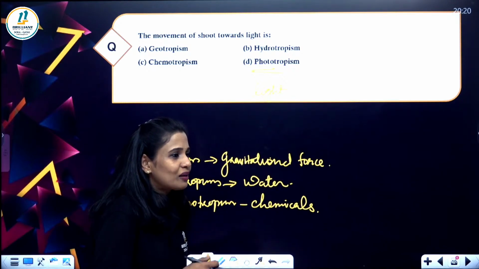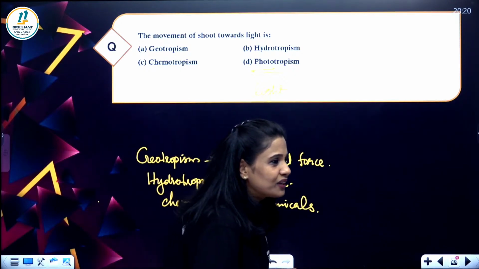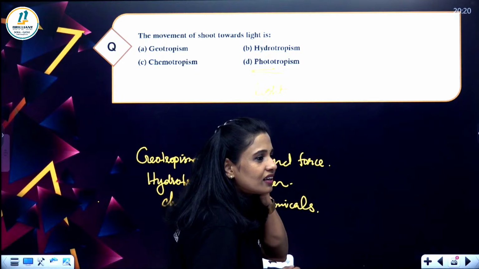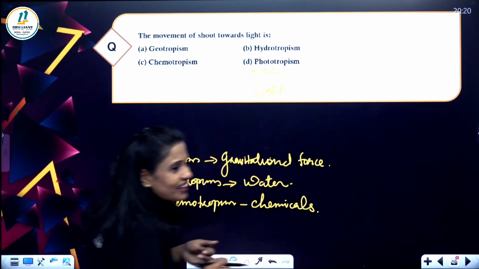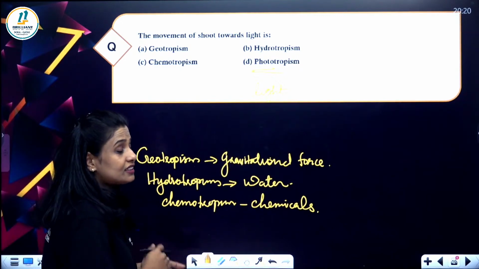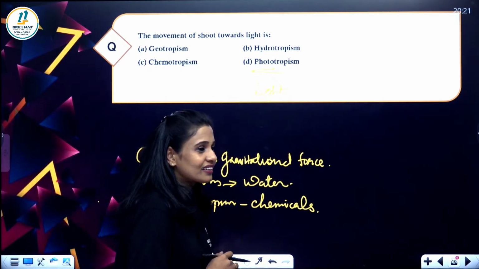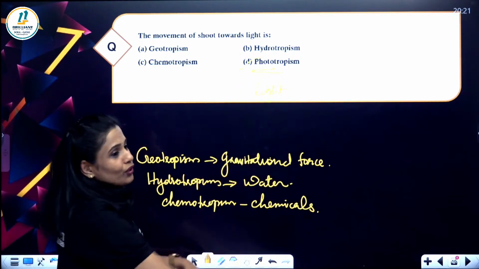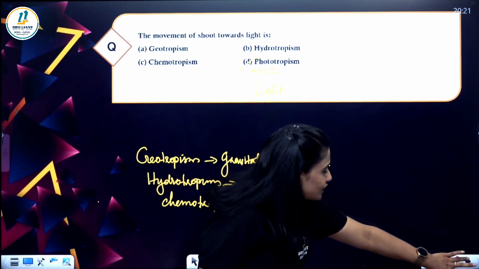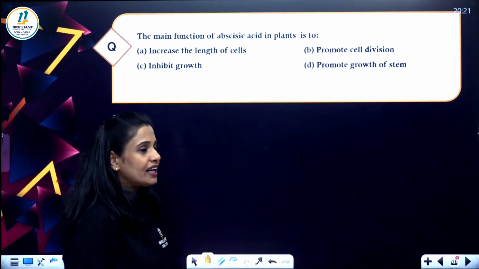So, all are commenting the correct answers. Very good. Prasuja. Very good. Comment your answers fast. Okay, it is option D, phototropism. Let's do the next question. Are you ready?